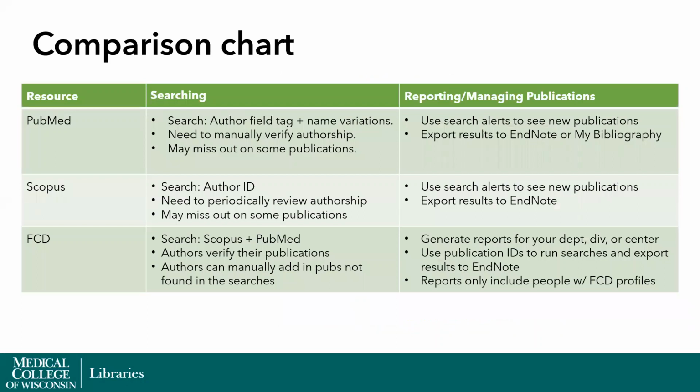Okay, so just comparing the three sources that I talked about: PubMed, Scopus, and the FCD. With PubMed, when you're doing author searches, you have to get a little creative. You may need to add in additional information besides just the author name when you're running the search. You do need to manually verify the authorship because PubMed isn't super precise about how authors are listed. But you can run those search alerts, which are very handy. That's a great way to keep up to date on the content that your research team is producing without much effort.